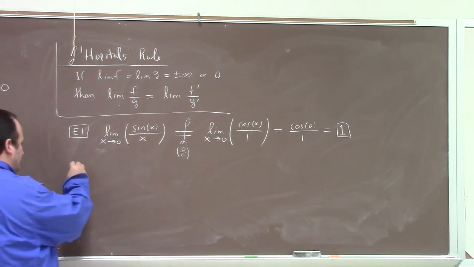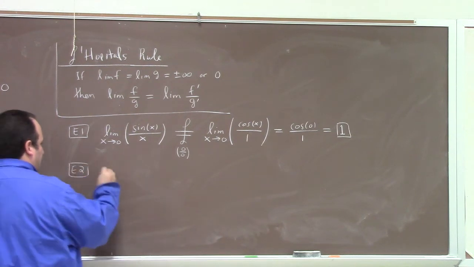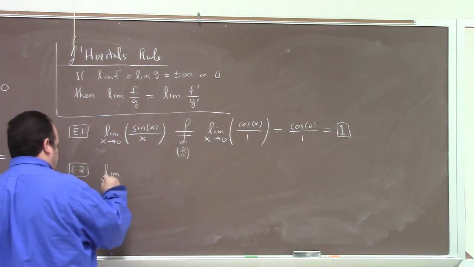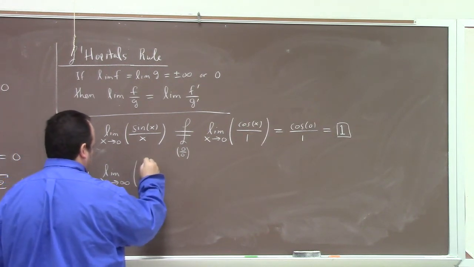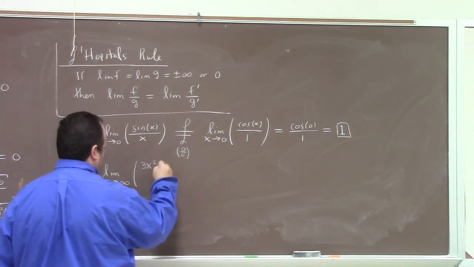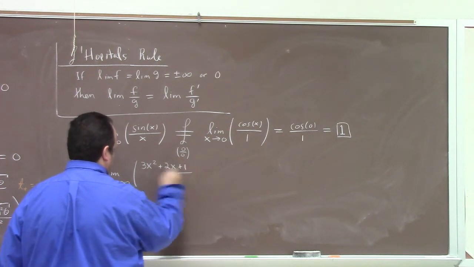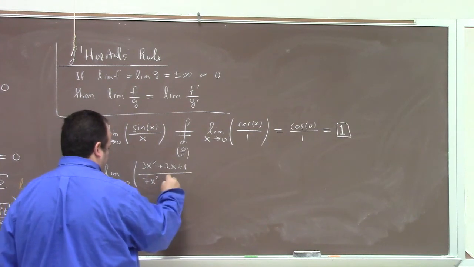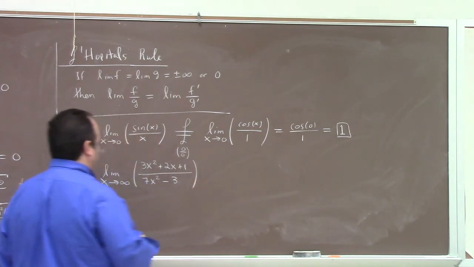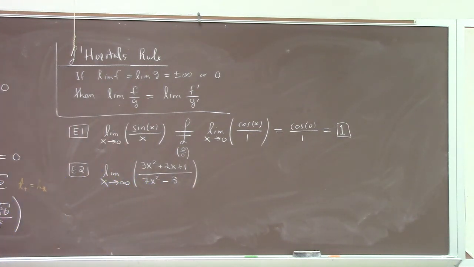Let me show you one. So suppose we have the limit as x goes to infinity of, let's say, 3x squared plus 2x plus 1 divided by 7x squared minus 3. As x goes to infinity, how do you judge what a polynomial does? It's completely governed by the leading term.